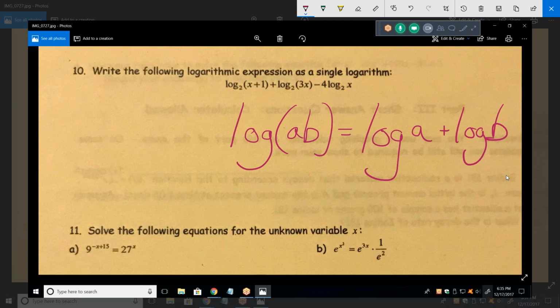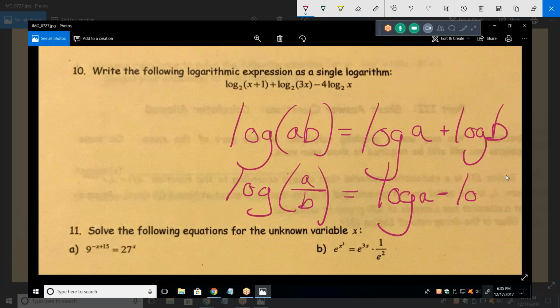In other words, when you are multiplying inside the argument, you're adding the two logs. When you are dividing inside the argument, what are you doing to the two logs? Subtracting. When you're dividing, you're subtracting. Fraction goes with division. Addition goes with multiplication. And there's a third one.